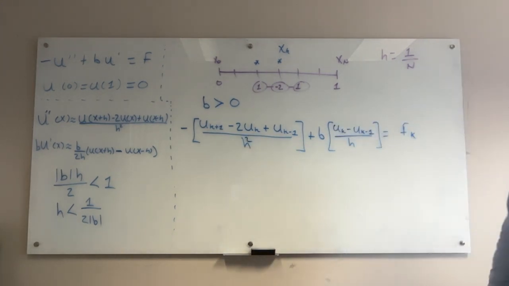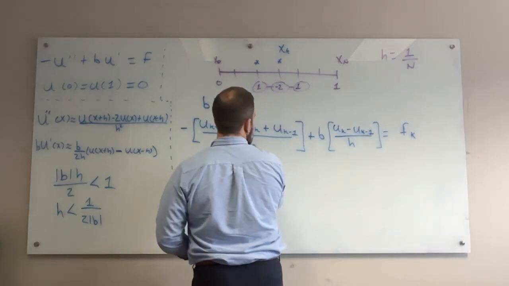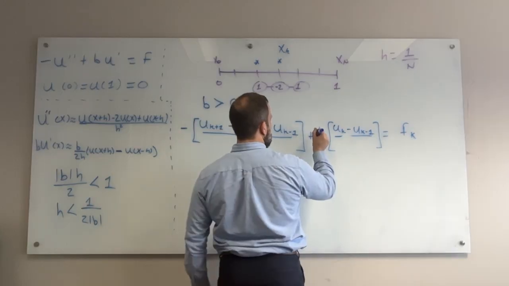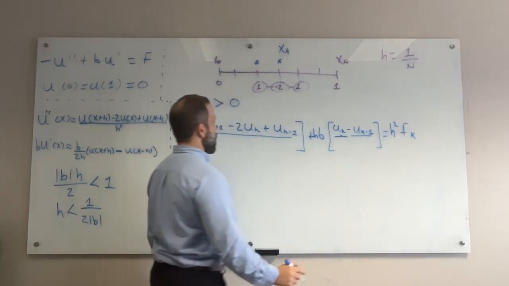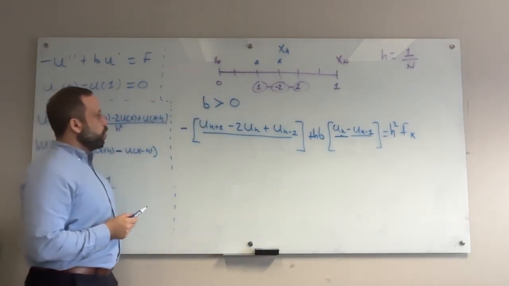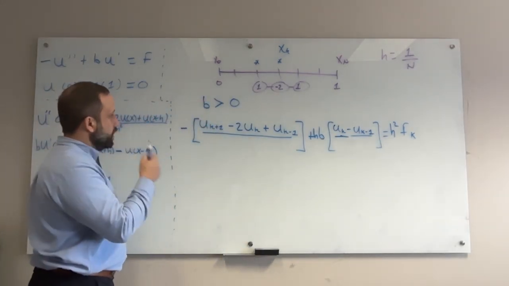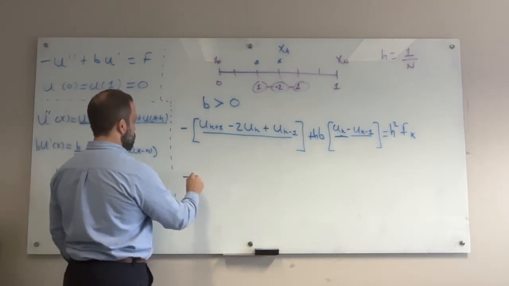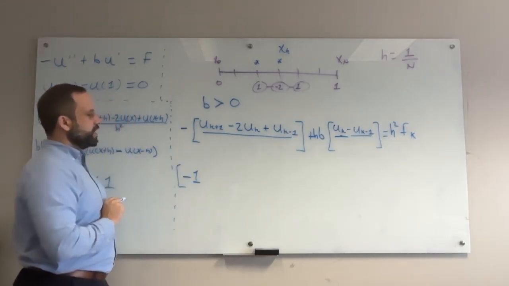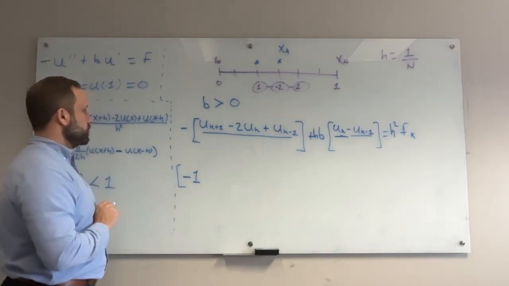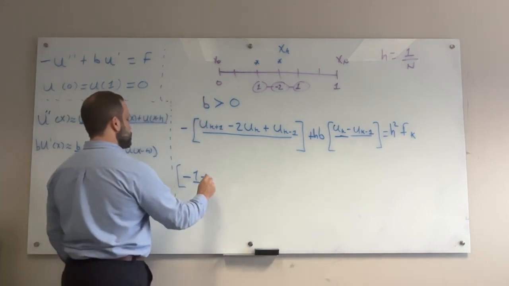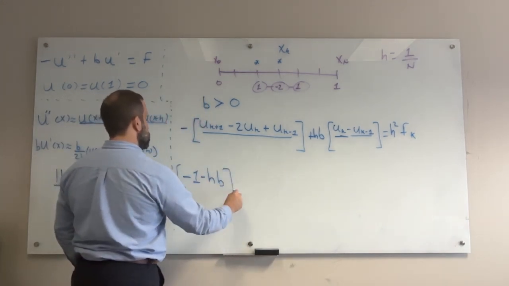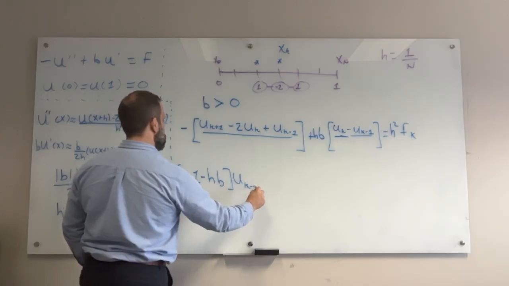Okay, now what I'm going to do, like I did before, I'm going to go ahead and multiply by h squared. So I have an h here, and then I will have an h squared here, and I'm going to collect terms now. So what is my coefficient on uk minus 1 going to be? Well, I'm going to have a minus 1 over here. And what about over here? Well, I'm going to have a minus h times b, and then times uk minus 1.